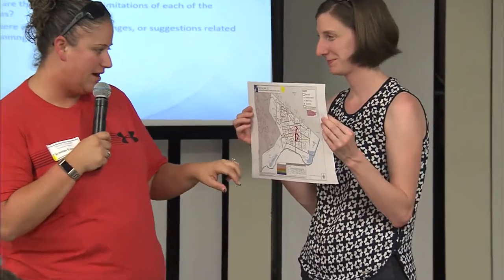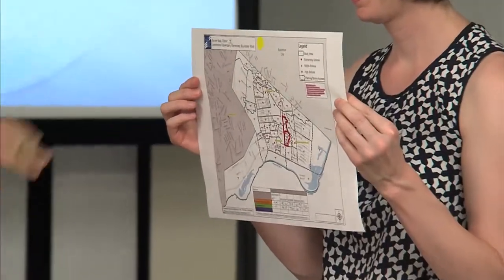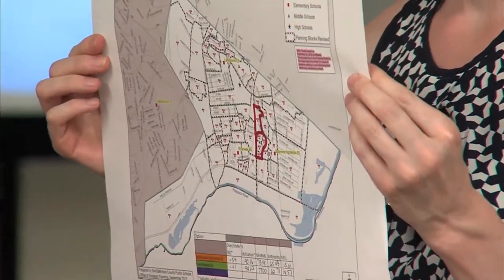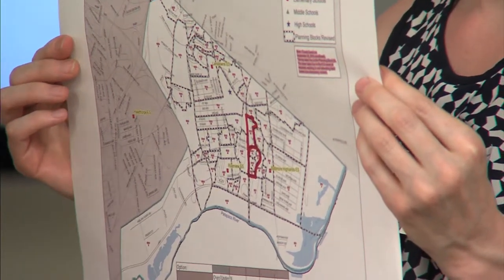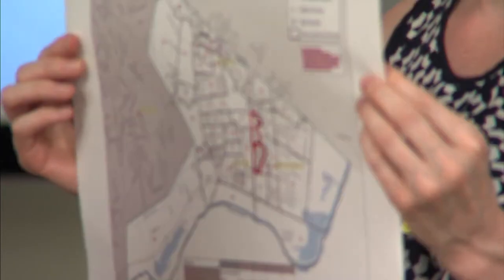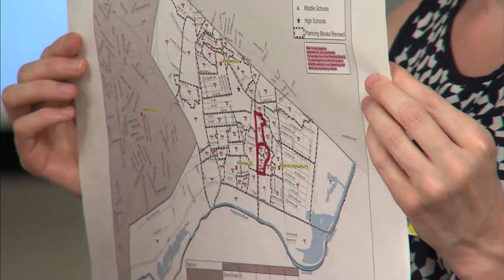We went with going just a little bit further down on the Highland Village side to increase the numbers. So we went with planning blocks 15, 56, 14, 12, and 11.